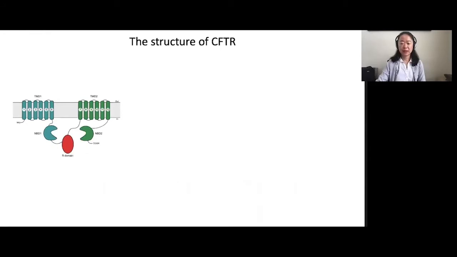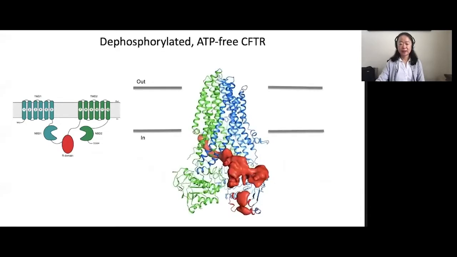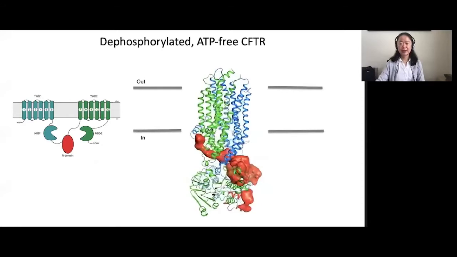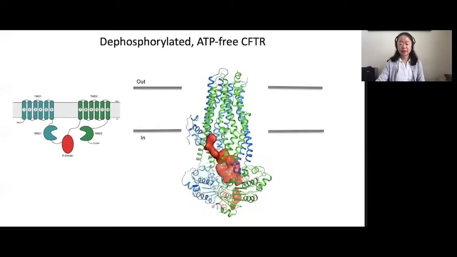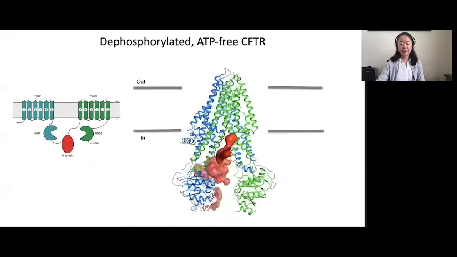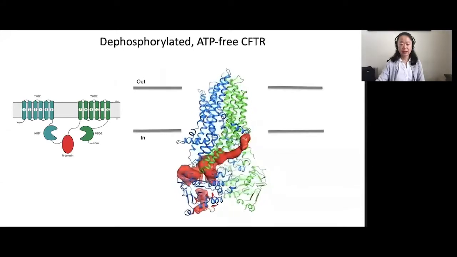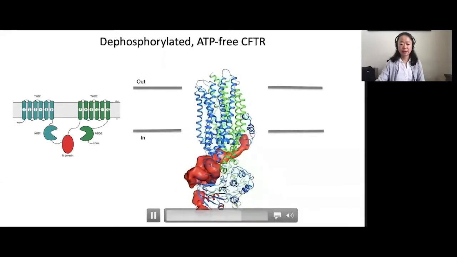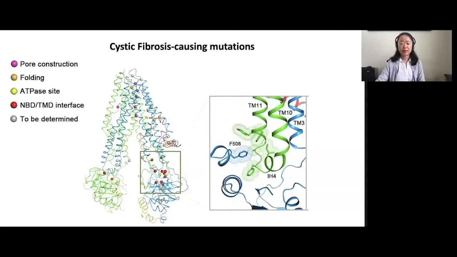CFTR is a single polypeptide containing two transmembrane domains, two nucleotide-binding domains, and the R domain. This structure presented here is determined in the dephosphorylated ATP-free form, presenting a closed channel. Missense mutations are distributed all over the structure.